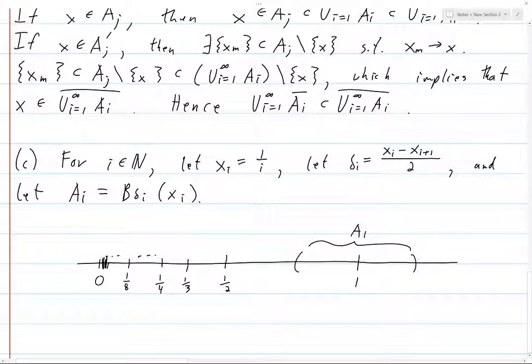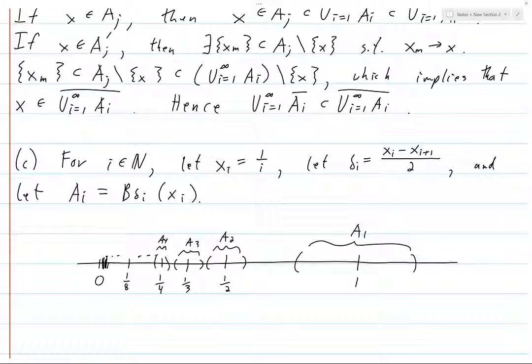Now for 1/2 to 1/3, just eyeballing this distance and cutting it in half, we get this, and this is what A2 is going to look like. It's the ball of radius delta 2 centered at 1/2, and delta 2 is half the distance between 1/2 and 1/3. Then of course here, this will be A3, and then A4 will look something like this, and so on and so forth. So you've got these intervals of decreasing length that just keep shrinking.